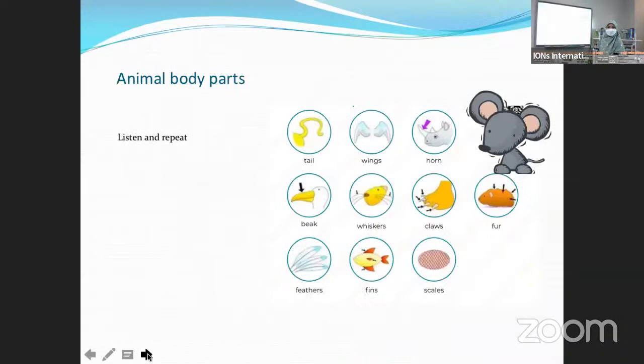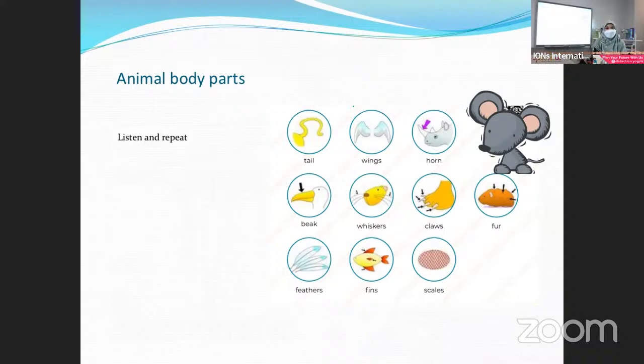And then how about the animal's body parts? Anyone knows what parts of animals are shown on the screen? This one is tail. The second one is wings. The third one is horns. The fourth one is beak. The next one is whiskers. And the next one is claws. This one is fur. And this one is feathers. This one is fins. And the last one is scales.